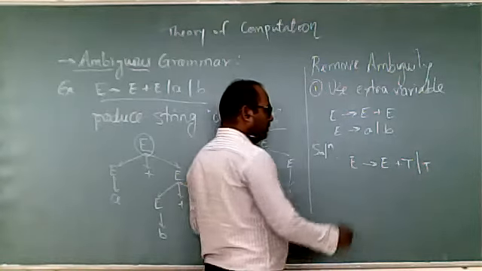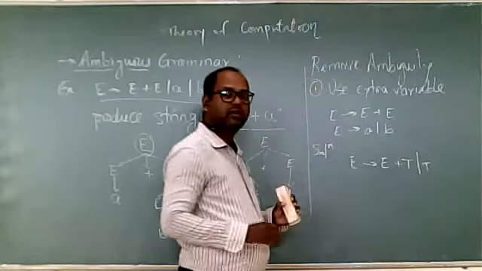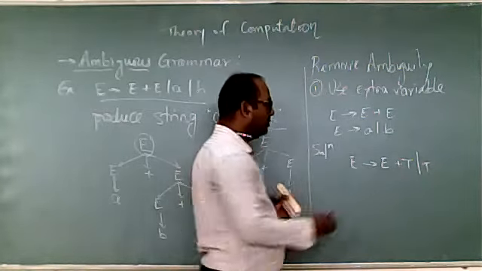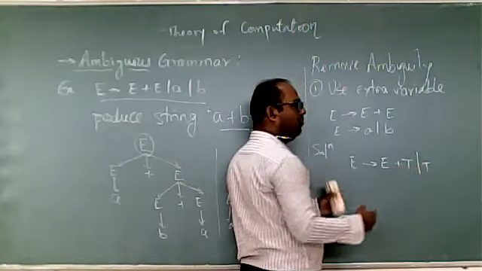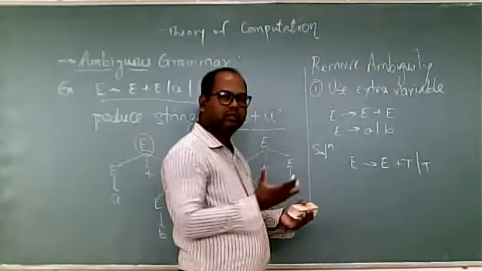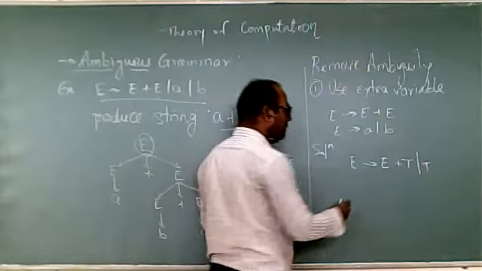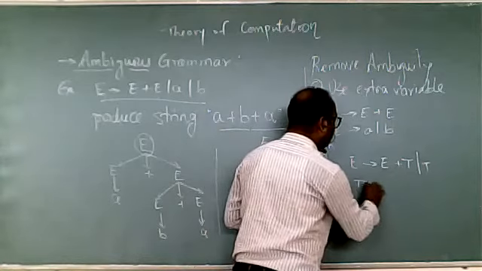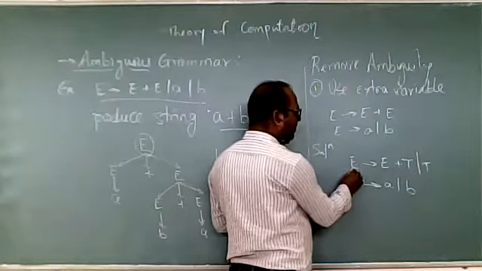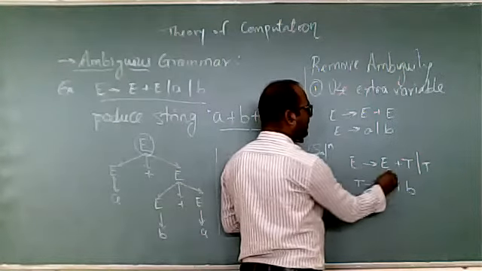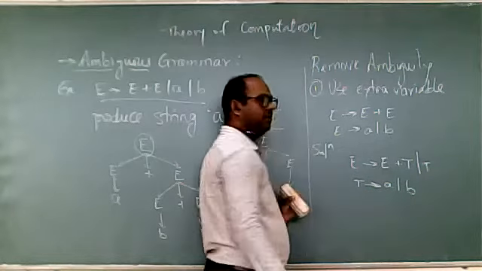Now this T that I am adding should not again have the plus symbol, because in E plus T, T is what reduces the ambiguity. It should not generate the similar production again. So I will use A or B. Every time E is replaced with E plus T, this T will be replaced with A or B.